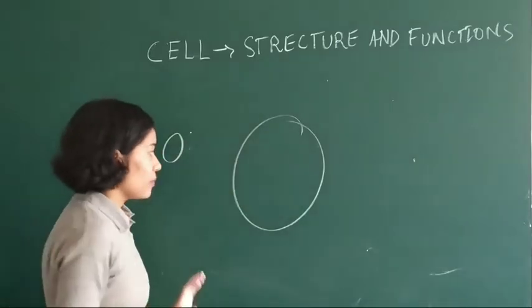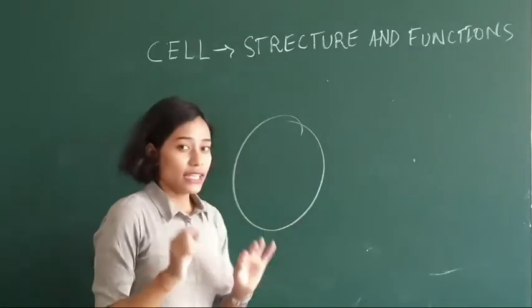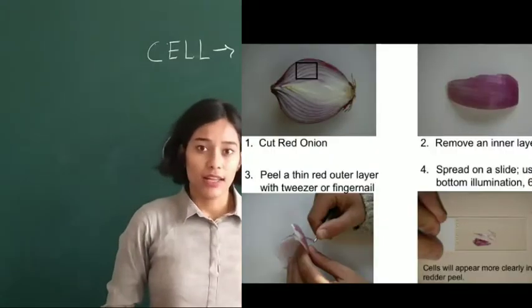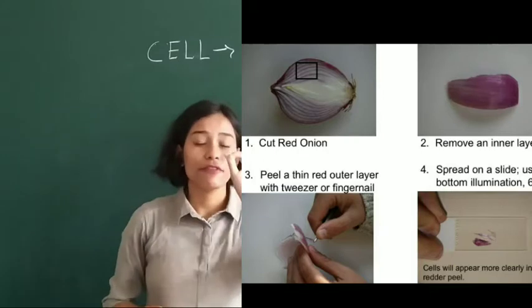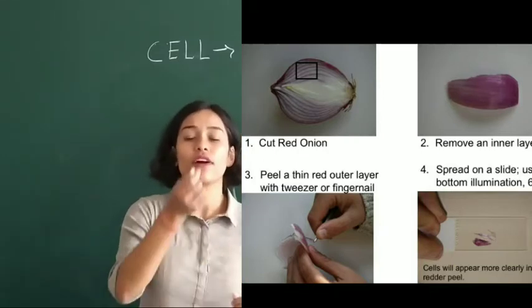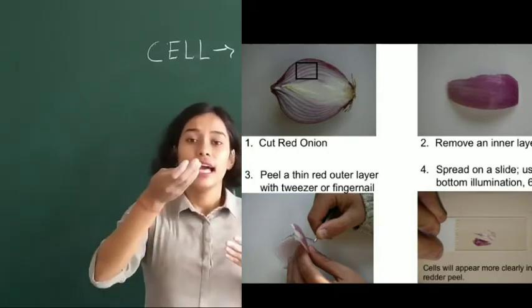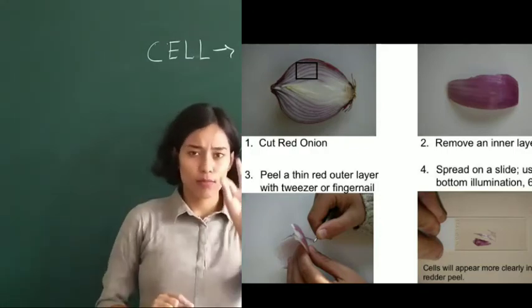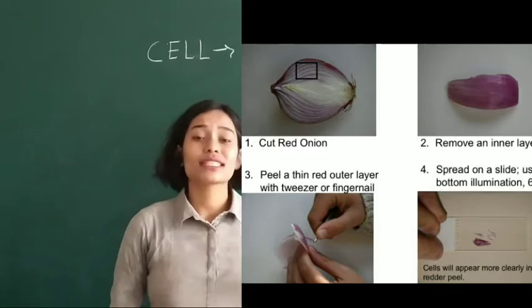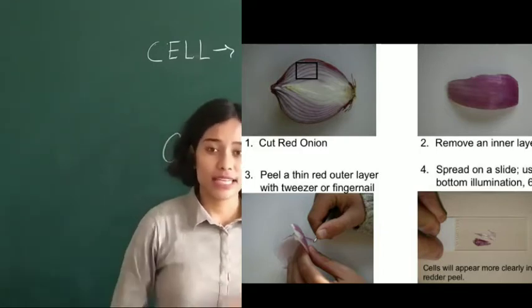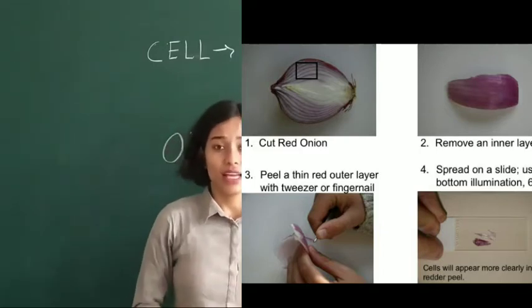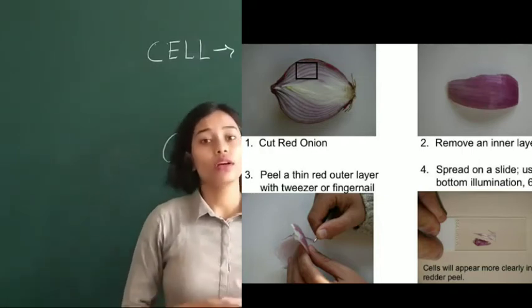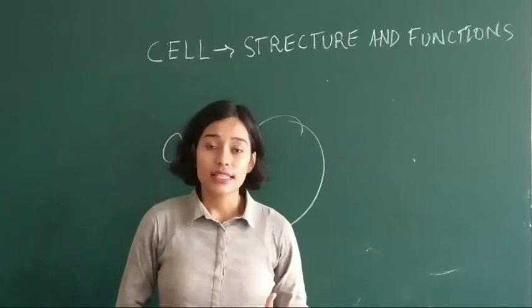For that, they take a slice. Suppose you want to study an onion cell. You have to take the fleshy part. If you cut an onion, you will find a fleshy part. Then you take it out and cut it into a small thin slice, and you stain it. There are several stain dyes, colors, to put over it, so that it becomes easy for us to identify and study the cell.